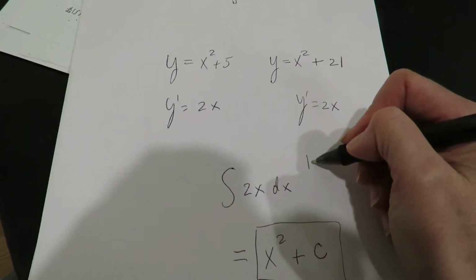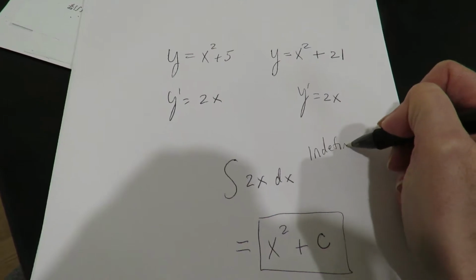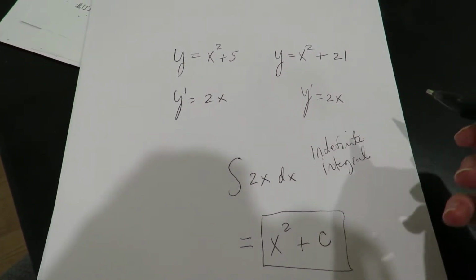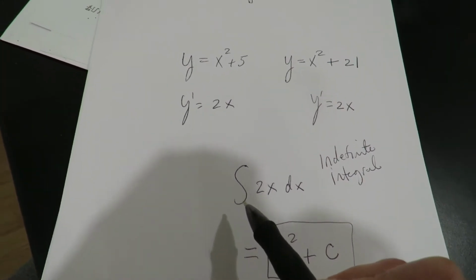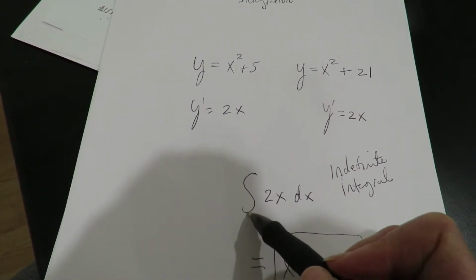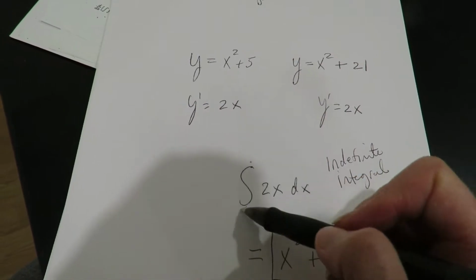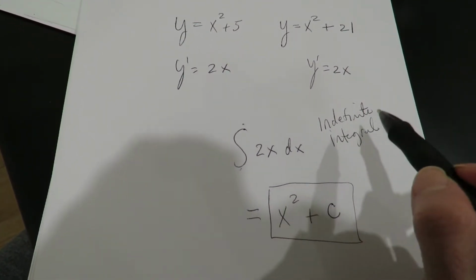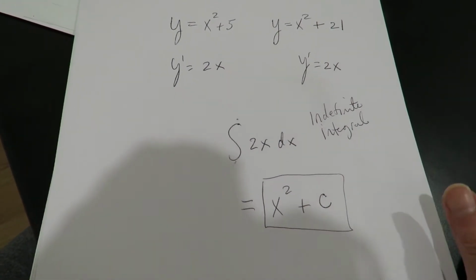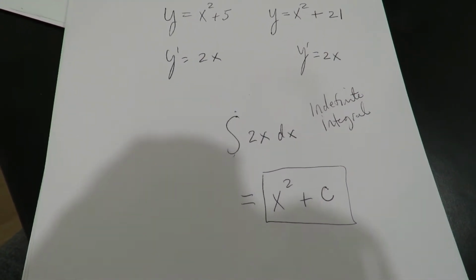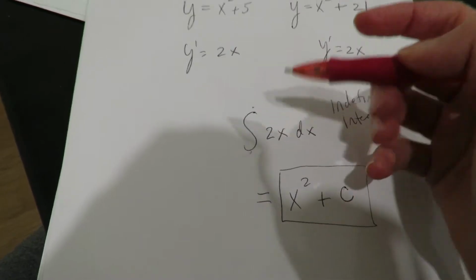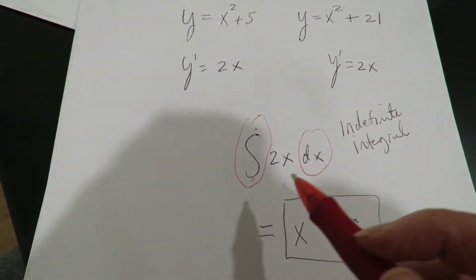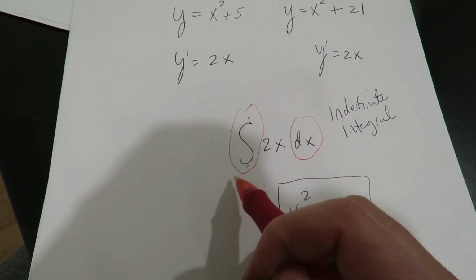This, by the way, is called an indefinite integral. And this won't make much sense now, and it's because there's not what we call limits. There's not little numbers here and here, which we call limits. That's a definite integral. So we're going to start doing what we would call indefinite integrals. Let me explain one other thing. This probably looks really bizarre to you, and that's fine. But I want you to think about this sign, which means integration.